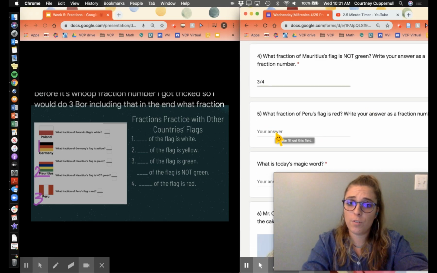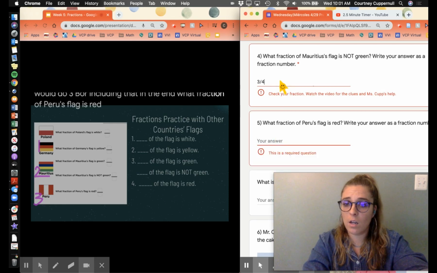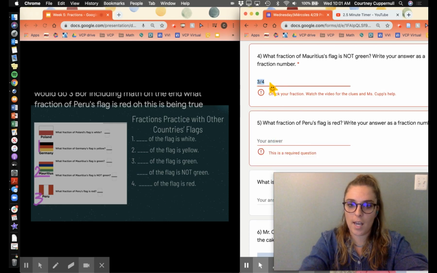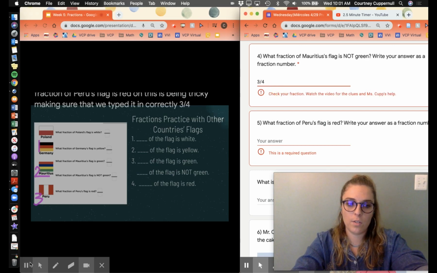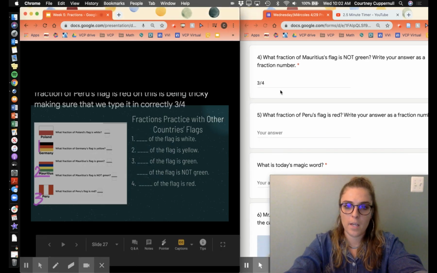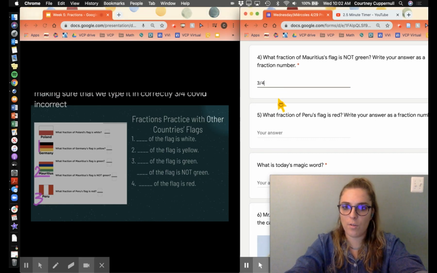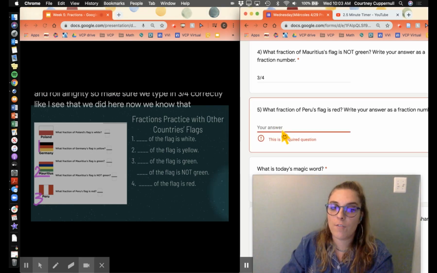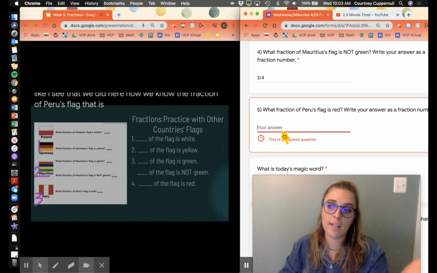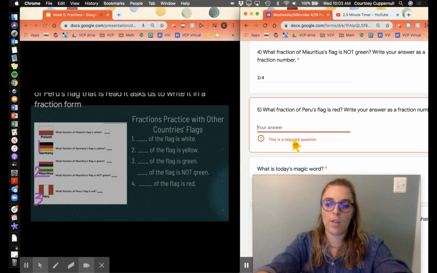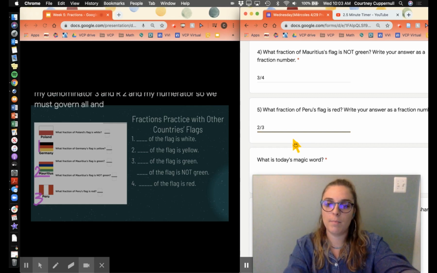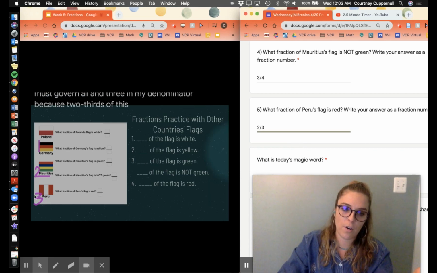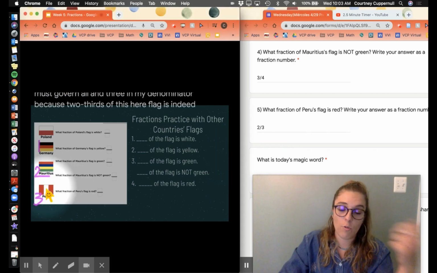What fraction of Peru's flag is red? Oh, this is being tricky. Making sure that we type it in correctly. 3/4. So make sure we type it in correctly. 3/4. It'll let us go on. A fraction of Peru's flag that is red. It asks us to write it in fraction form. We know the answer is 2/3. 2 in my numerator, silly Miss Kavanaugh, and 3 in my denominator, because 2/3 of this flag is indeed red.